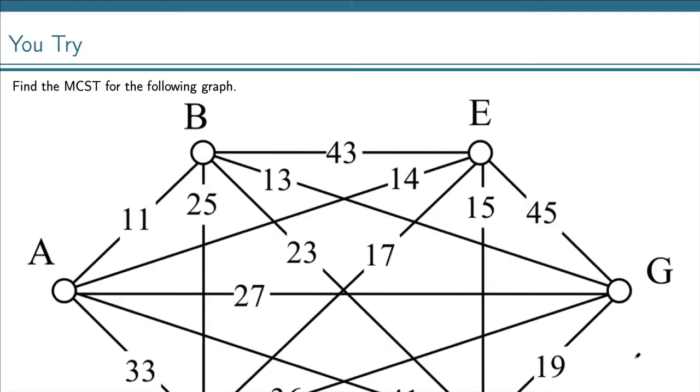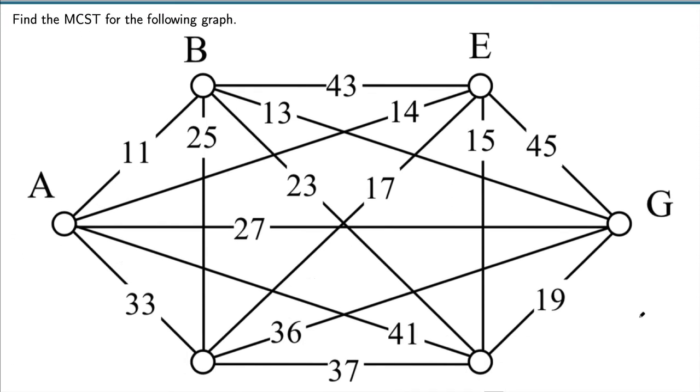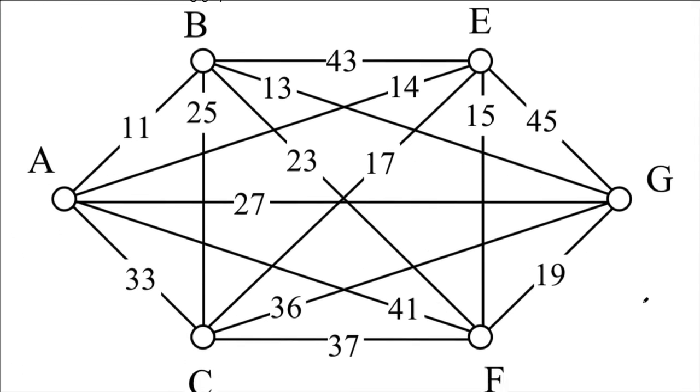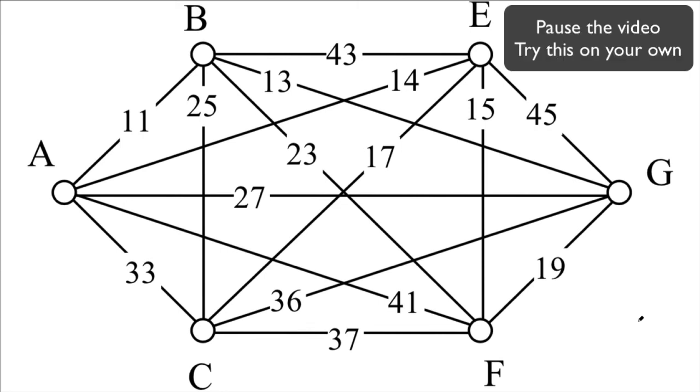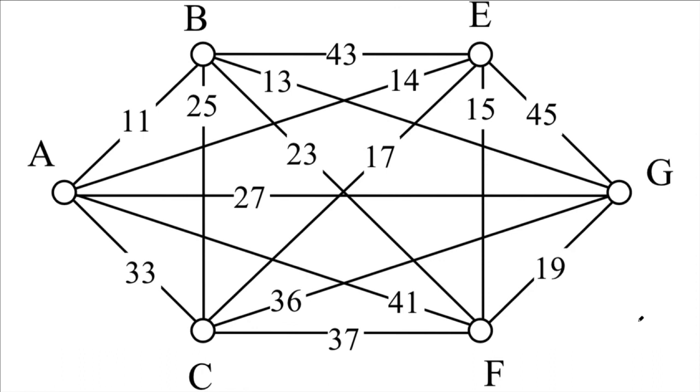All right, now that we've done several examples of that, why don't you go ahead and try the minimum cost spanning tree for this graph here, and see what spanning tree you come up with. So we start with our smallest edge here. The smallest edge is this 11. Go ahead and add that in.